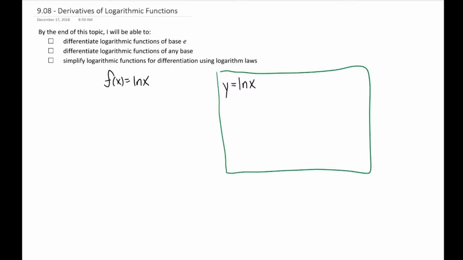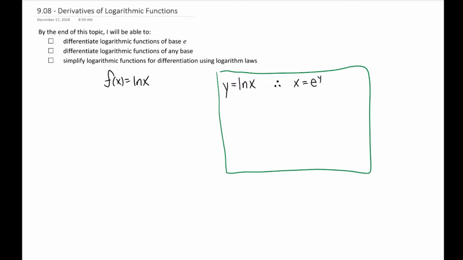So to do implicit differentiation, you basically have to take that logarithm and rewrite it as an exponential. So if y equals ln x, then I know that x is equal to e to the y. Now the reason why that's helpful is because we just talked about how to take the derivative of an exponential function in a previous video.